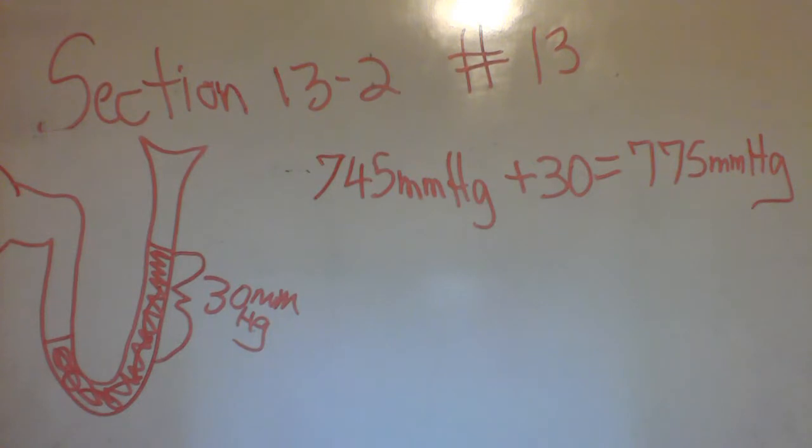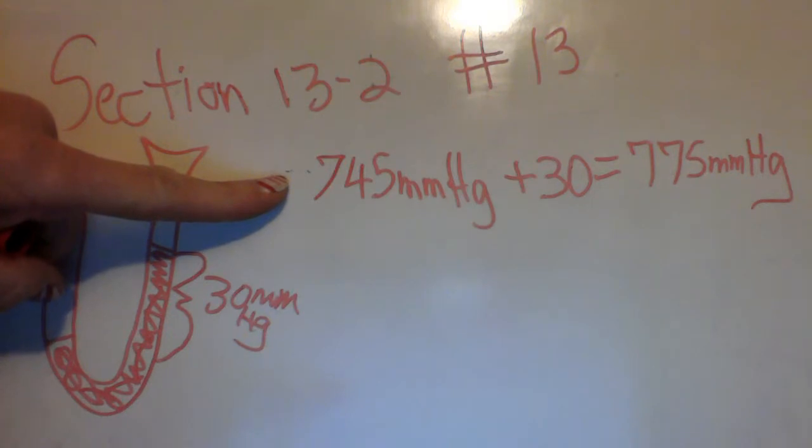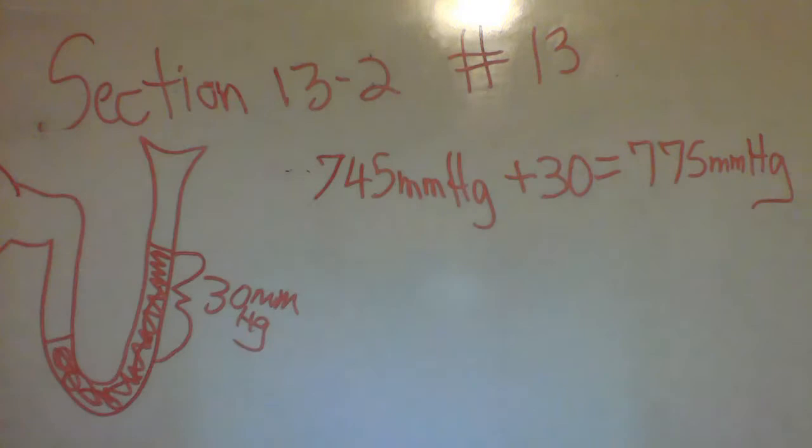Since the pressure inside the container is greater than the atmosphere, we add the difference to the atmospheric pressure. The problem tells us that the atmospheric pressure is 745 millimeters of mercury. We're going to add the difference of 30, and the result is 775 millimeters of mercury.